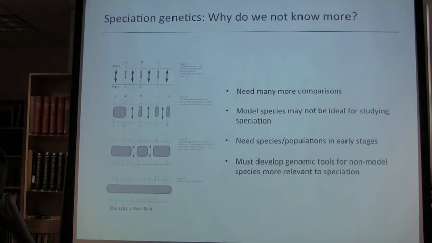And so in order to do this, obviously we don't have all of the genomes to study this, so we must develop genomic tools in non-model species that are more relevant to the topic of speciation. So luckily we're in the age of next-gen sequencing, so we can do this.